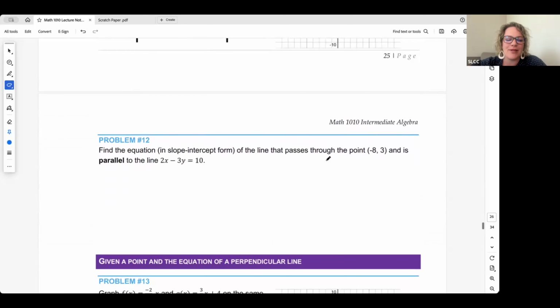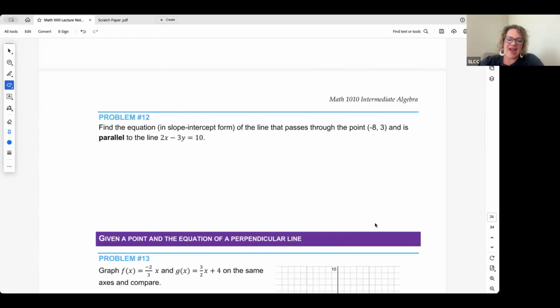Let's look at problem number 12. Find the equation in slope-intercept form of a line that passes through the point -8, 3 and is parallel to 2x minus 3y equals 10. Remember, when you're asked to write the equation of a line, you start with the slope. How do I figure out the slope?